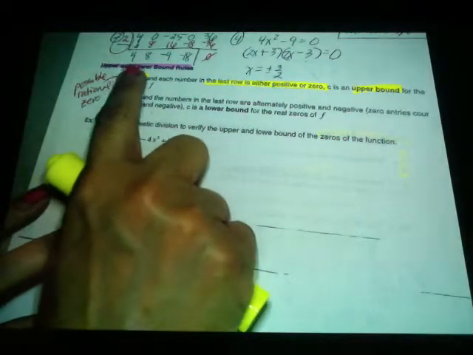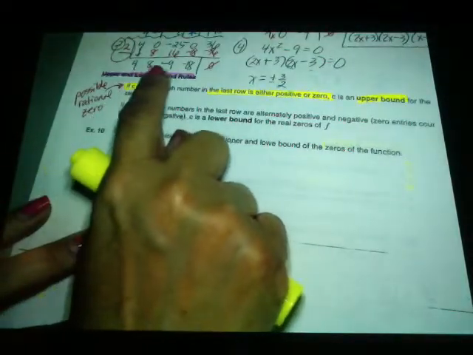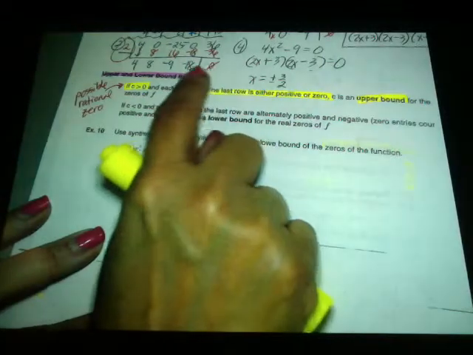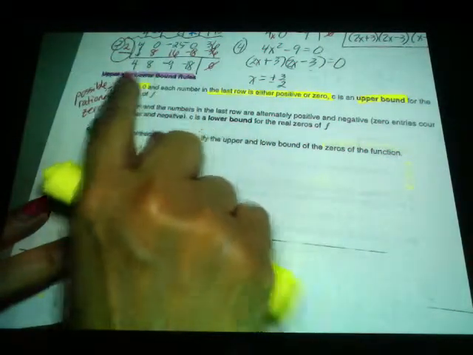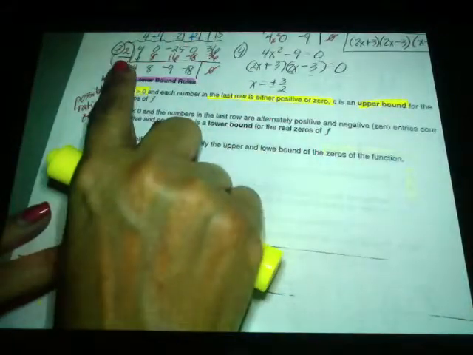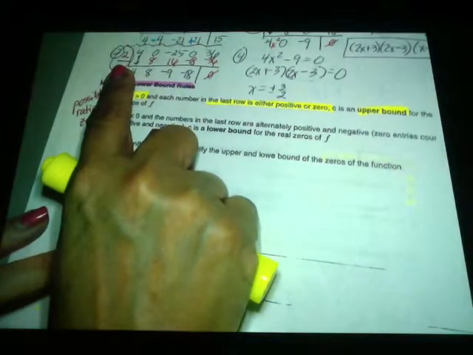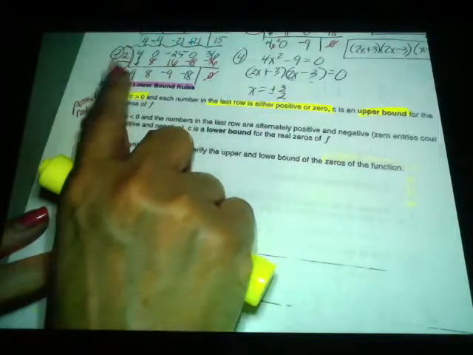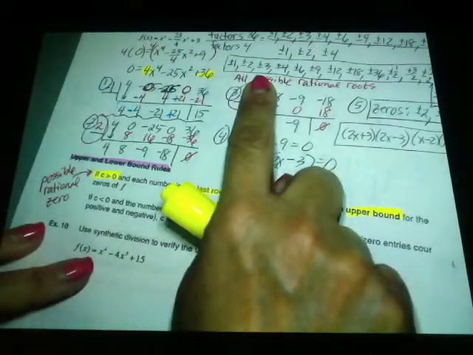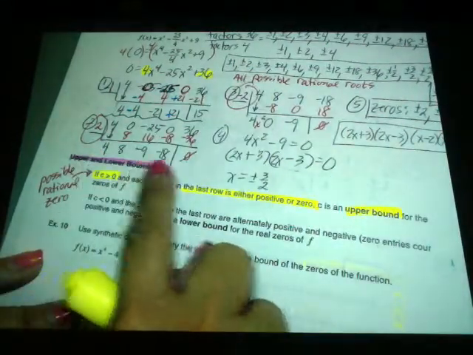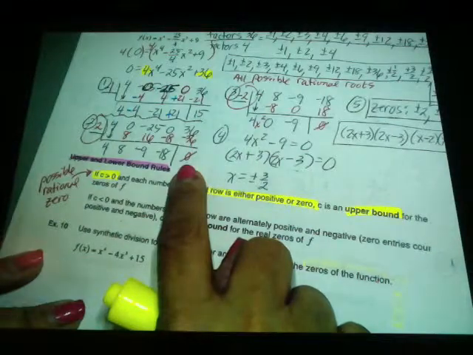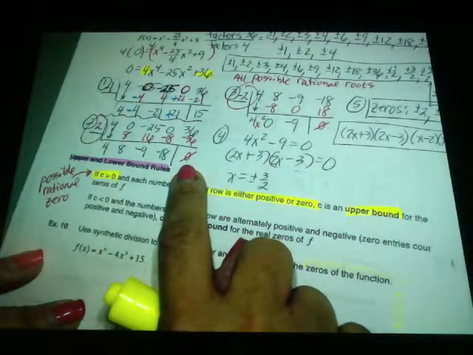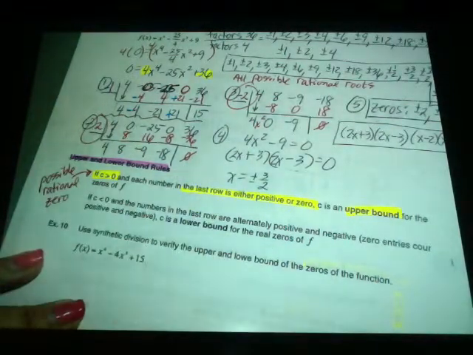So we're really looking at this last row here. Are all of these positive or 0? No. So I know that although 2 is a 0, it's not my upper bound. But you're thinking, but it's the biggest 0. That doesn't mean it's the upper bound one. So maybe if I chose 3 and put it in, we would get all positives in the last row. That doesn't mean that our remainder here has to be 0 for 3 to be the upper bound. In other words, 3 doesn't have to be a 0 to be an upper bound.